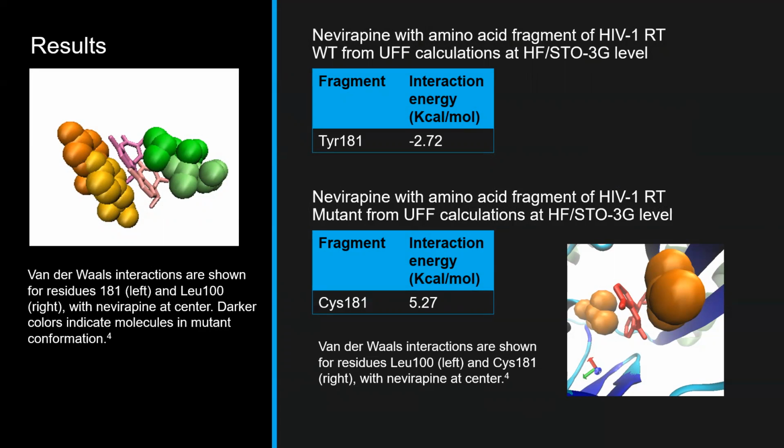To the left, you have the 181 residues, and to the right, you have the 100 residues, which are both leucine. So to the left on the bottom, you have tyrosine, and to the left on the top, you have cysteine. And you can see that in the mutant, which are in darker colors, the 100 residue of leucine is brought much closer to the nevirapine molecule, which could contribute to some sort of repulsive interaction. And of course, the side chain of cysteine is going to contribute to some sort of repulsive interaction as compared to the tyrosine side chain.